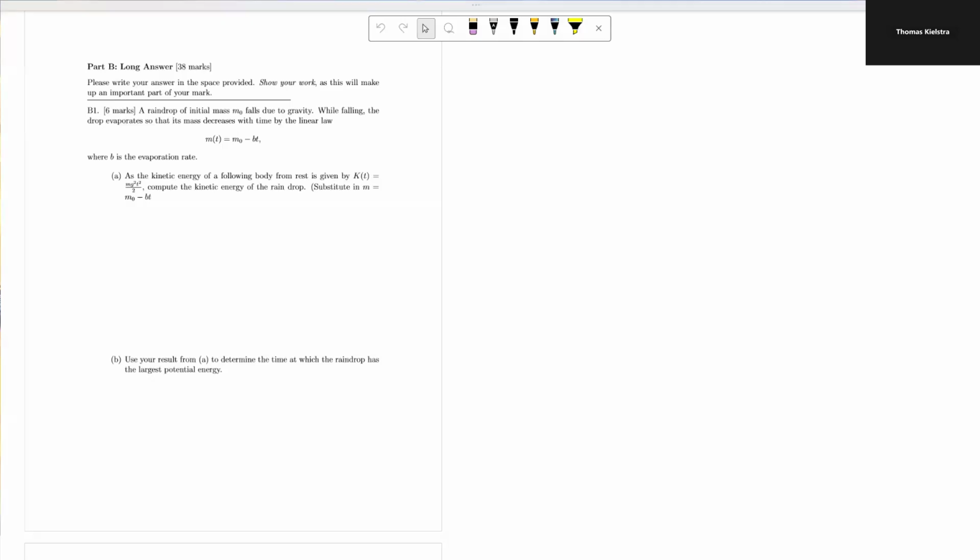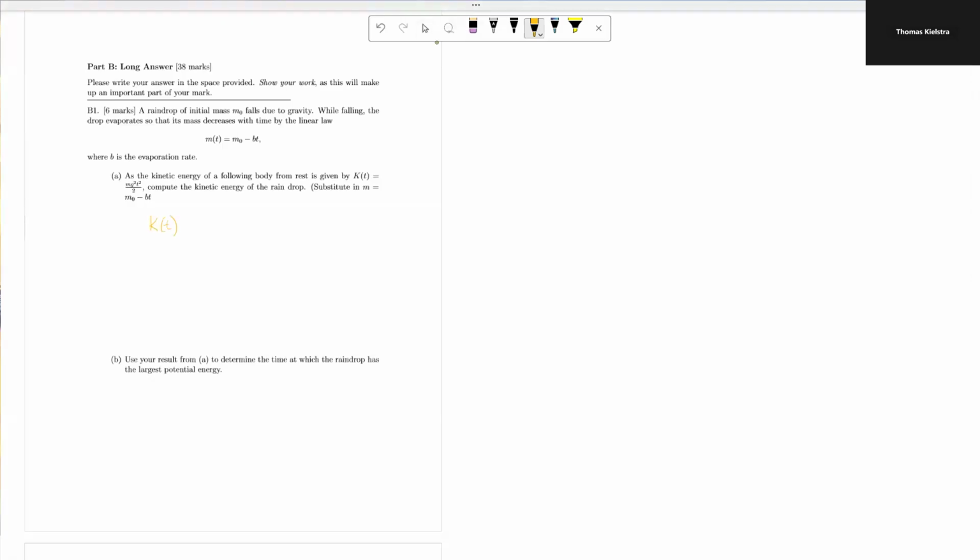And we're going to first create an expression for kinetic energy, and then we're going to determine the maximum kinetic energy. So the first thing that we said is that the kinetic energy of a falling body from rest is given by K of t equals m g squared t squared over 2. Compute the kinetic energy of the raindrop. Substitute m equals m naught minus bt. So this is simply saying K of t.